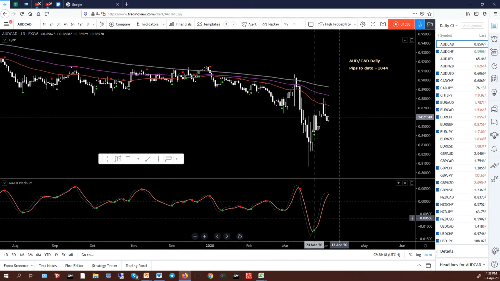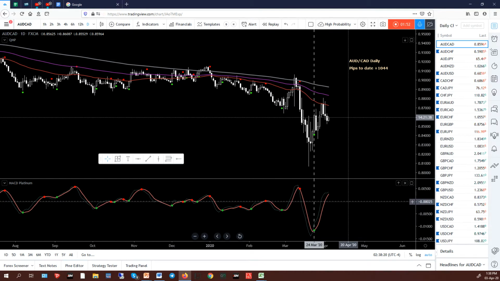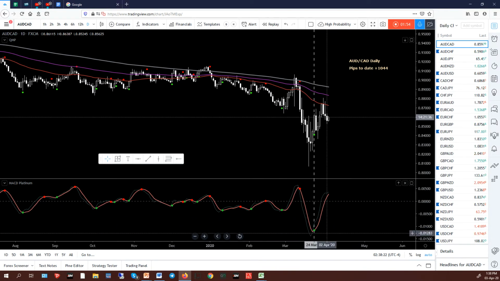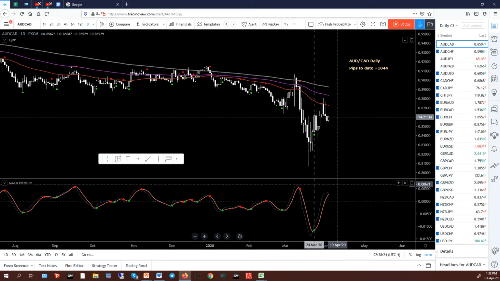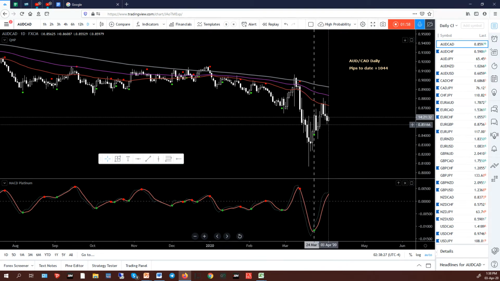This is the MACD Platinum. It's an oscillator. It revolves around the zero level. So basically, I'm looking to buy when it's below the zero level and looking to sell when it's above the zero level. You'll see examples of this.